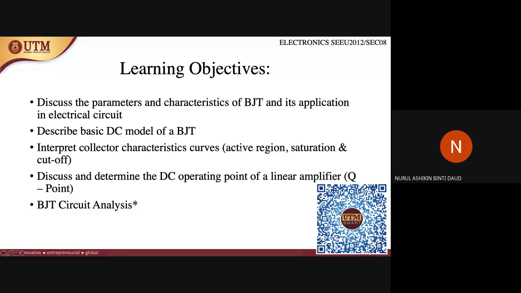We will see what types of diodes they are, either forward or reverse, for each region. And then we will discuss and determine the DC operating point.